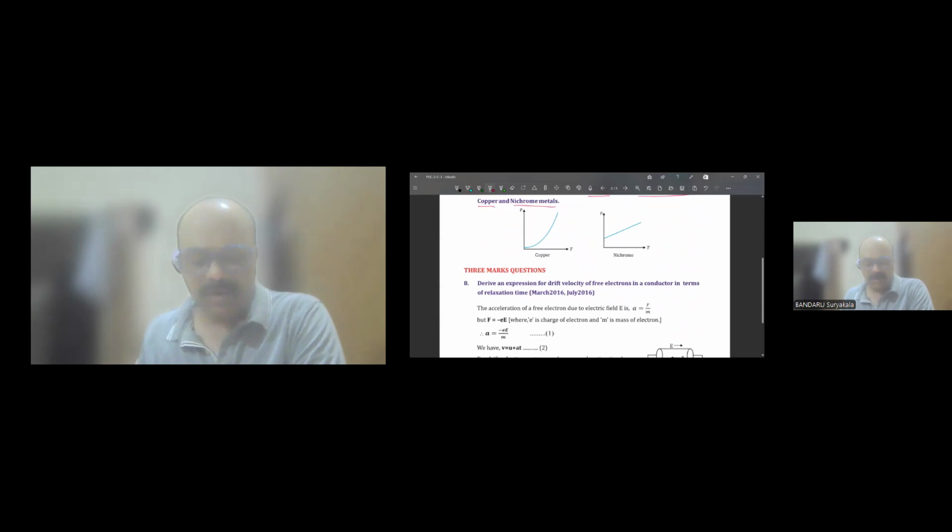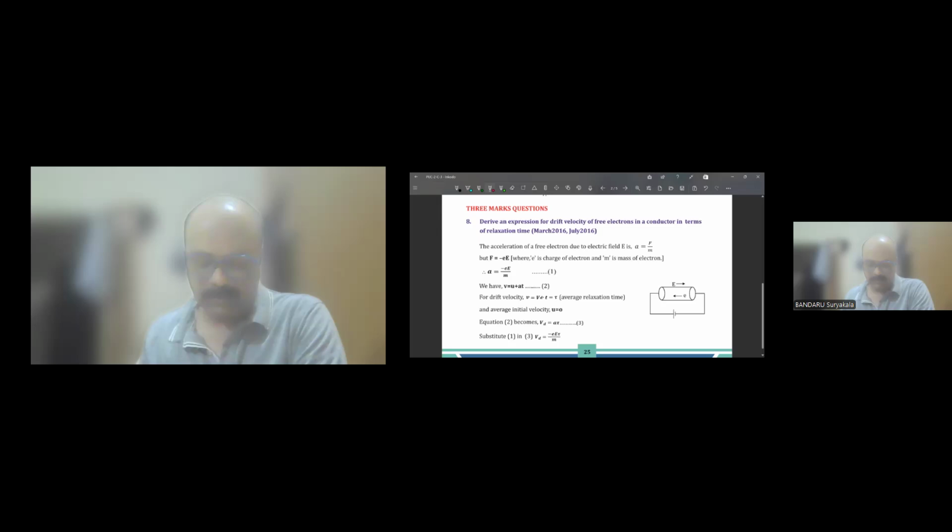Sometimes the marks are not important, just focus on the questions here. Derive an expression for the drift velocity of the free electron in a conductor in terms of relaxation time. This is the diagram we should draw. After that, the acceleration of the free electron: a equals F by m, from Newton's second law. Then the force acting on the charged particle is F equals minus e into E. Equating these two equations, we find the acceleration, and you can write this as equation number 1.